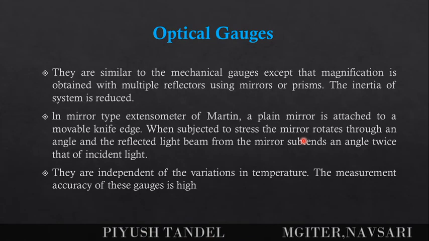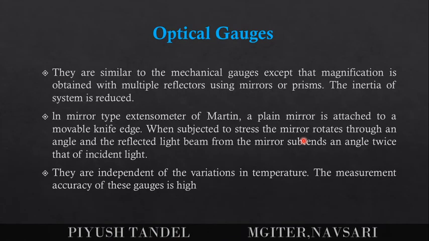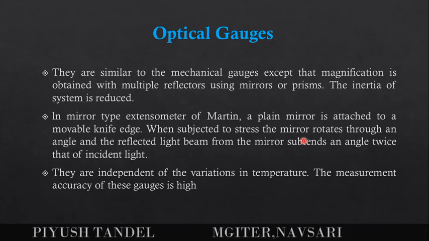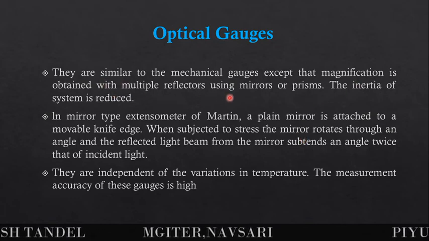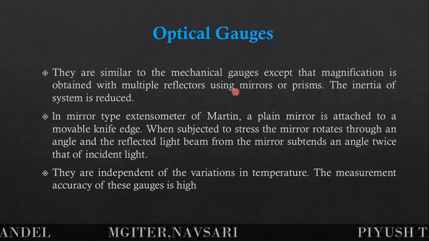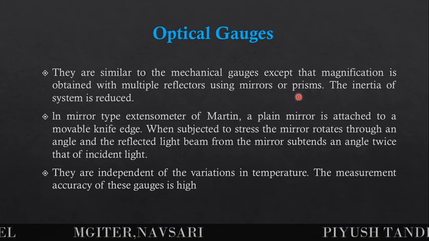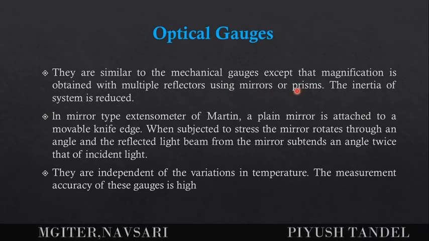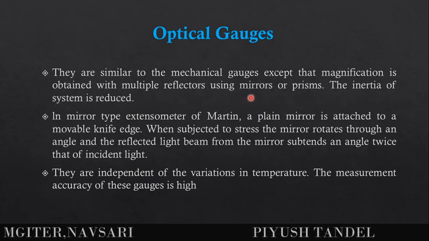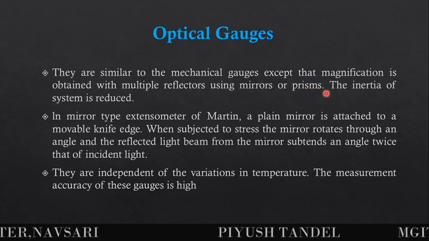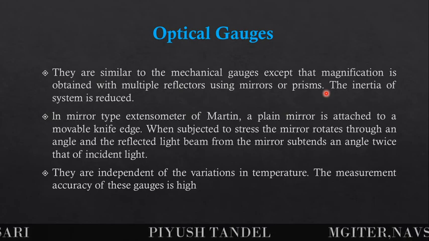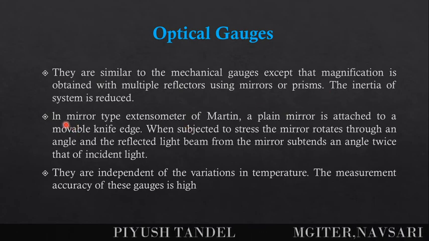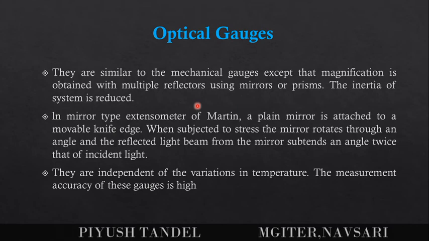Optical gauge is a little bit interesting. They are similar to the mechanical gauge, except the magnification is obtained with multiple reflections of mirrors. Right now what we are using is mirrors or prisms. So we are reflecting our results with the help of mirrors and prisms in the optical gauge. That's why its name suggests optical gauge. The inertia of the system is reduced because of using the mirror and prism.